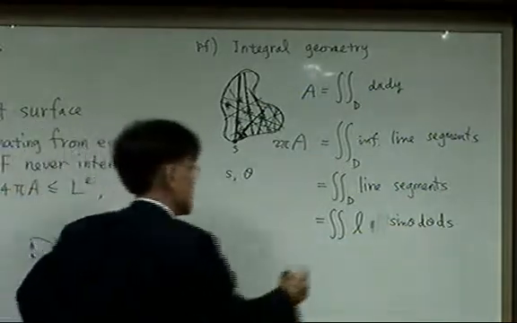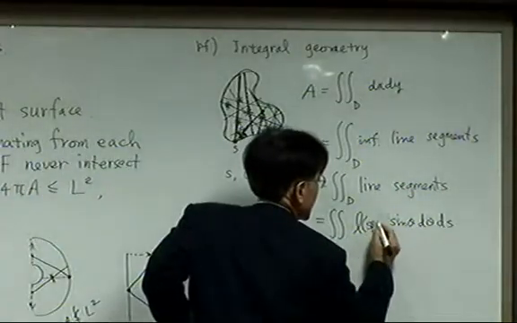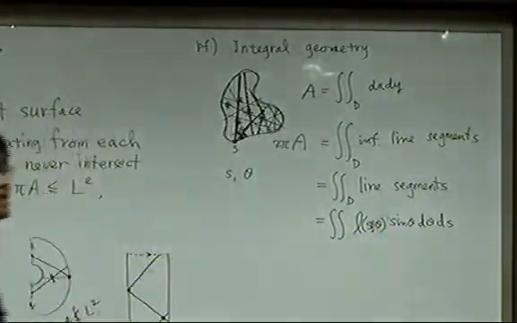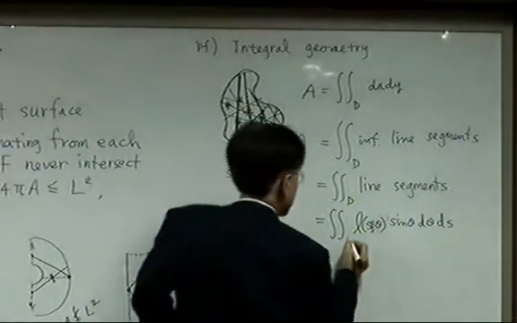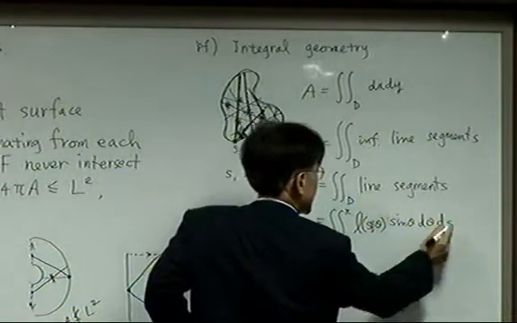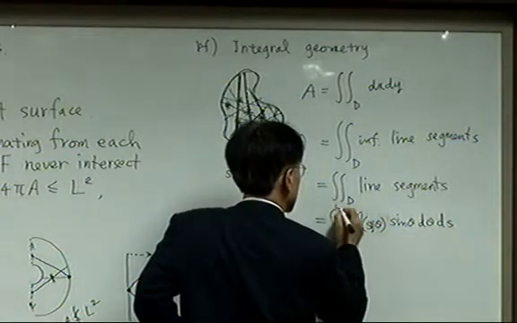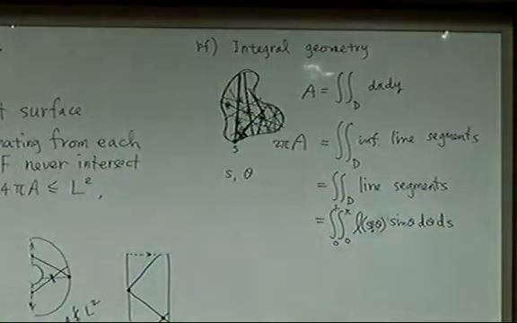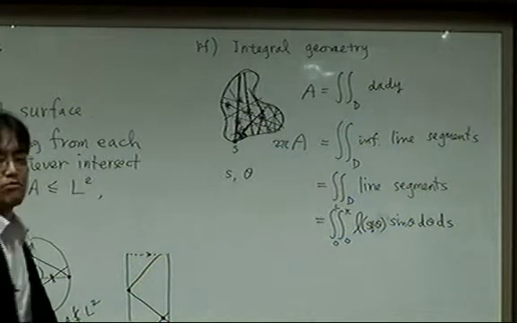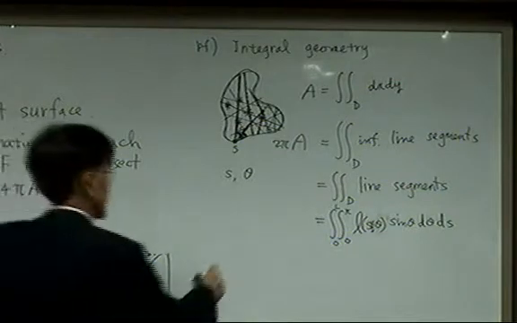And the length L depends on two variables, s and theta. Theta varies from 0 to pi, and s varies from 0 to L, the boundary length of the domain D. And now we use the Hölder inequality.